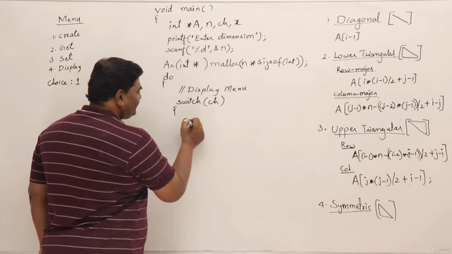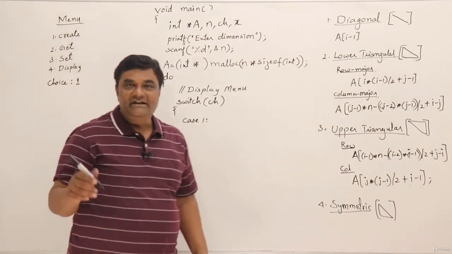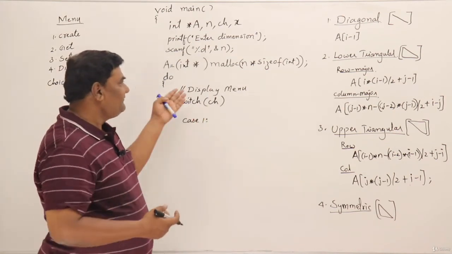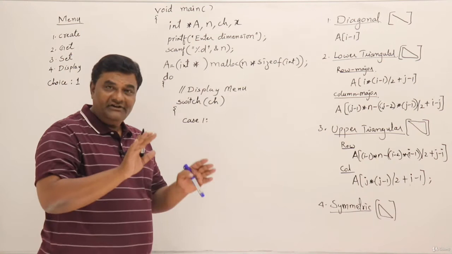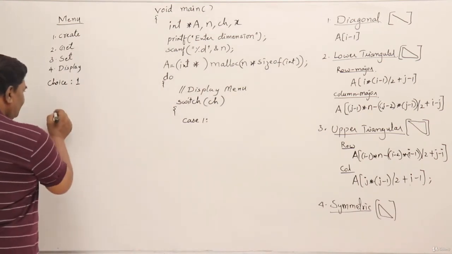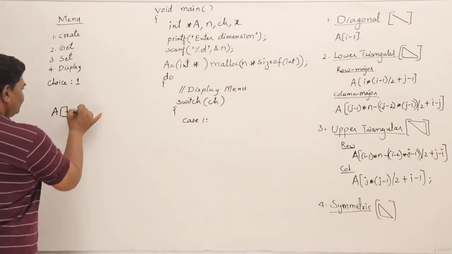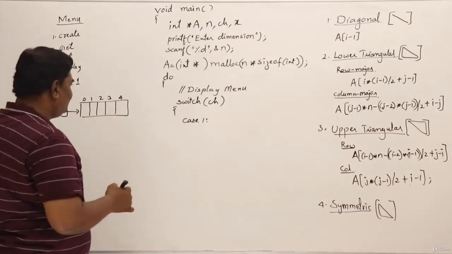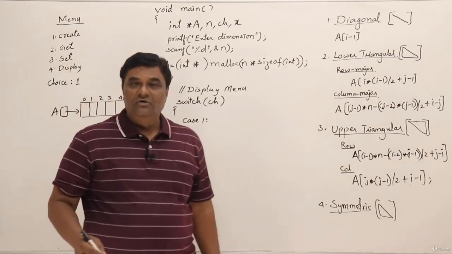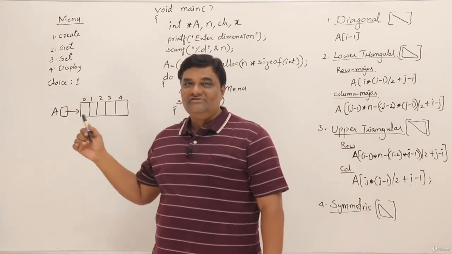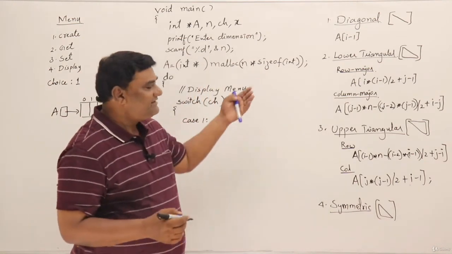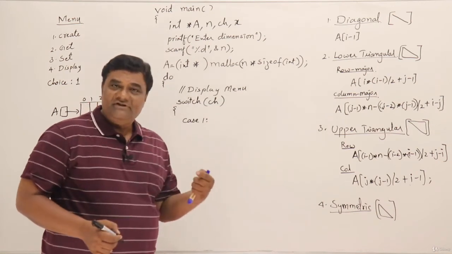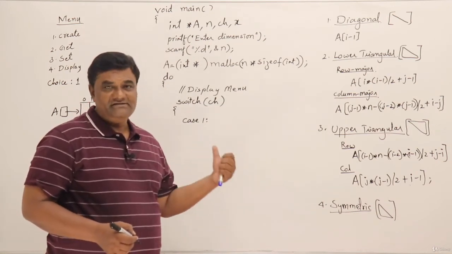Then case 1 is create an array. Creating an array means I should take all the elements and fill those elements in an array. If I show you diagrammatically, we have a pointer A to which an array is created and attached. Suppose the dimension is 5, so we have an array of size 5 held by a pointer. This array has to be filled. In a diagonal matrix, how many elements are there? Just n elements. So I have to take all the elements one by one and fill them in this array.